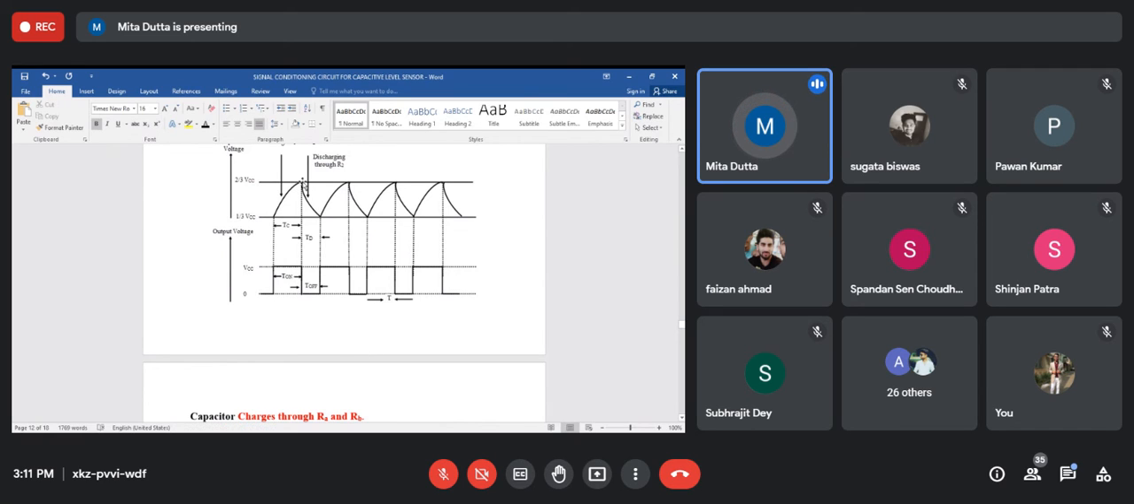This is the on time, the charging time, and this is the discharging time.